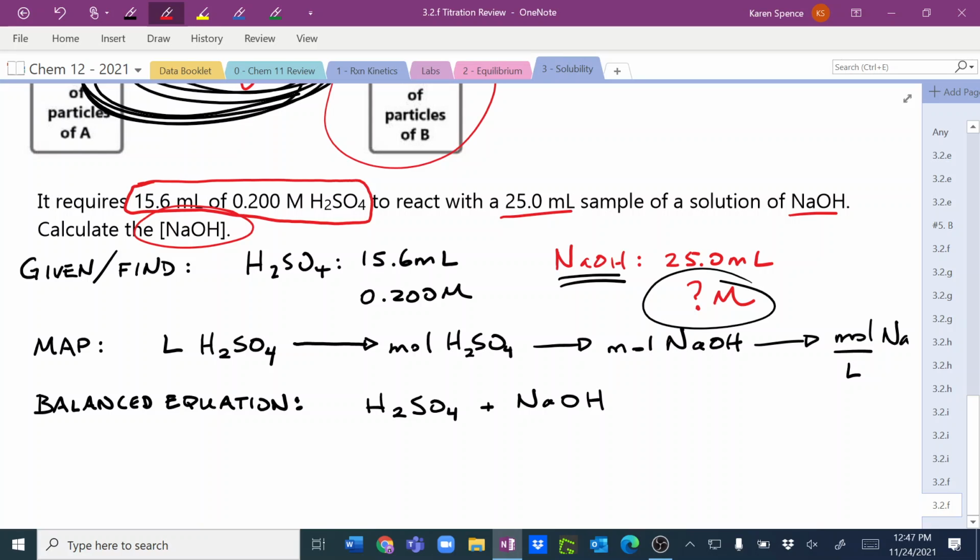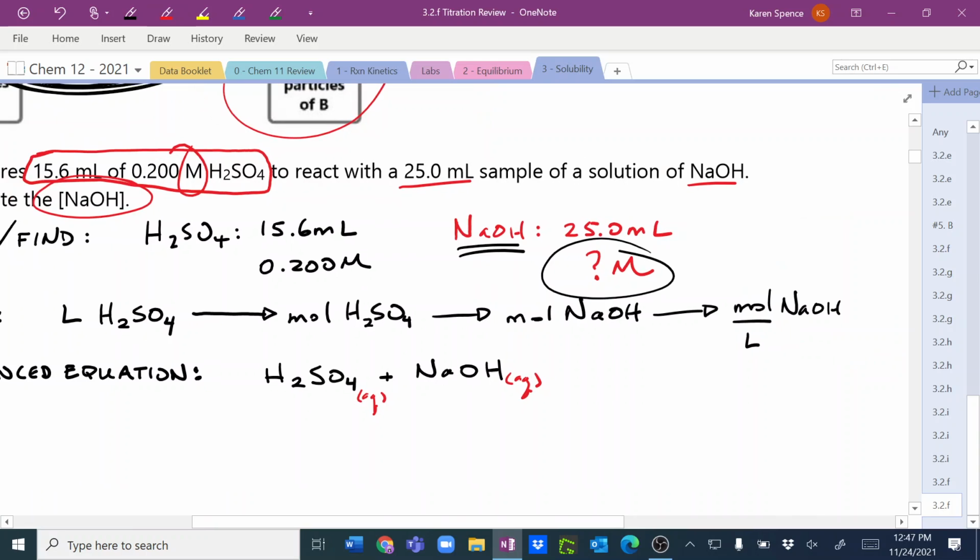Are they solids? No. Are they liquids? No. Are they gases? No. Are they aqueous? Yes, because we know that they are molar, and molar means it is a solution. So this is aqueous, and this is aqueous.